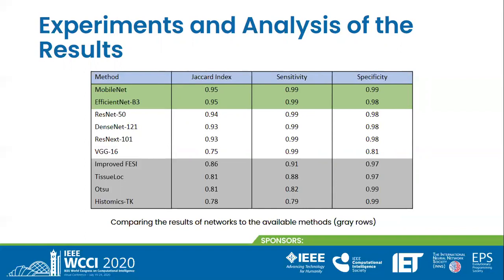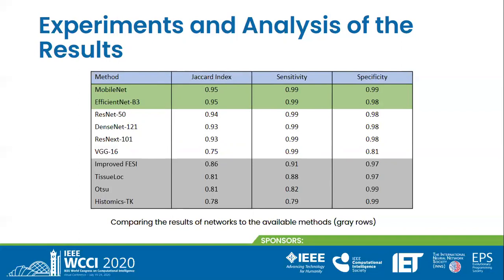Comparing the network's results to the current well-known methods, it can be observed that all networks except VGG16 have outperformed these methods according to their Jaccard index. While the best sensitivity among the available methods is 91%, for FESI, the sensitivity of all networks is 99%. This is the most important factor in this problem and means that our algorithms have managed to minimize missing the tissue parts. Also, the specificity for the networks except VGG16 is equal or higher than 98%.